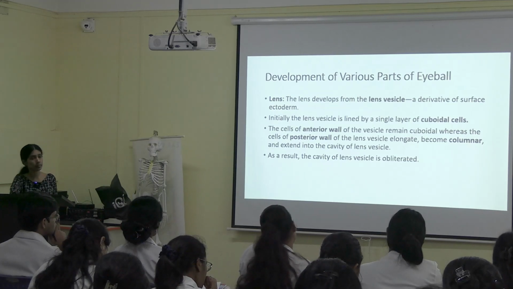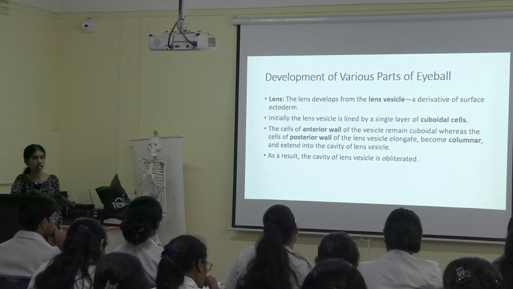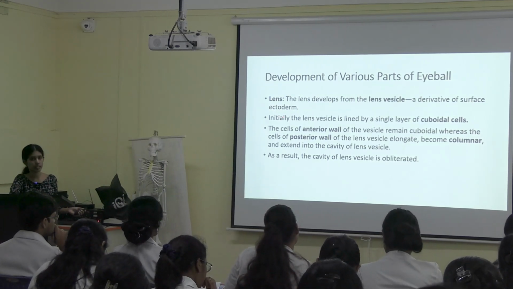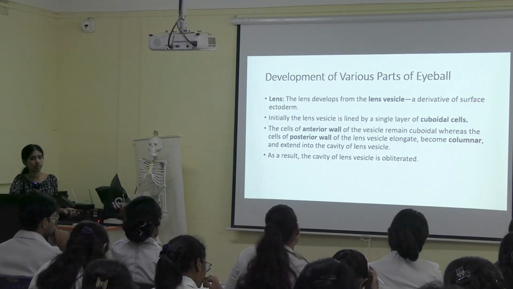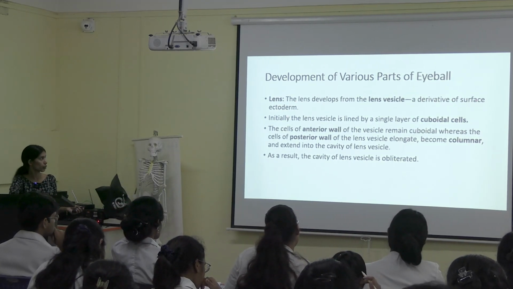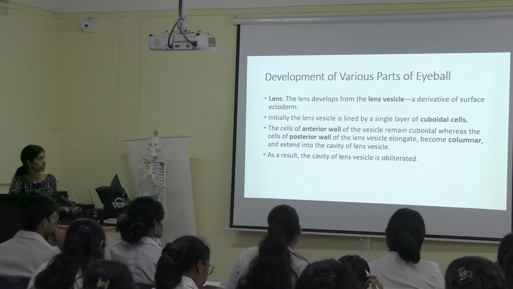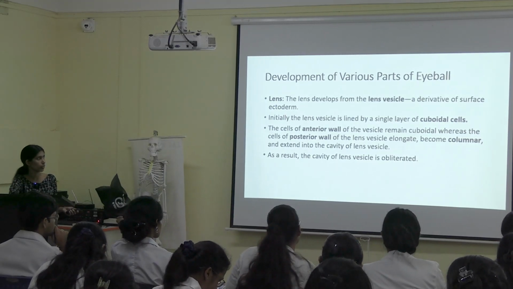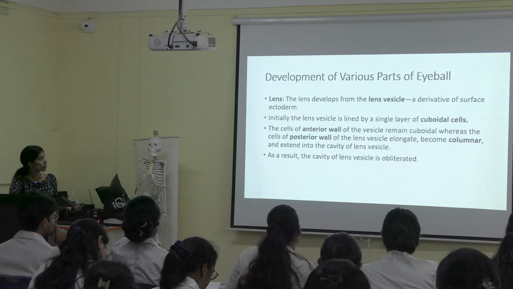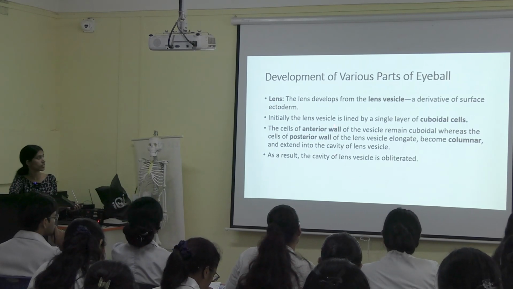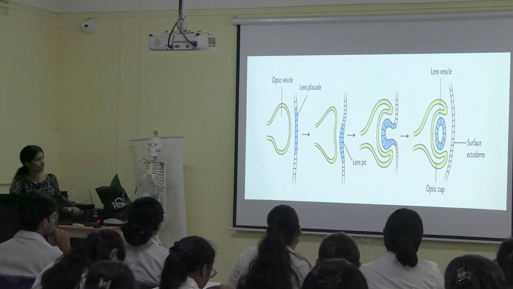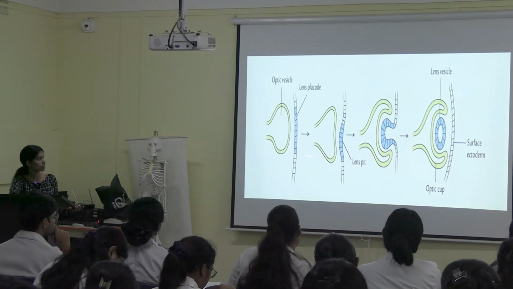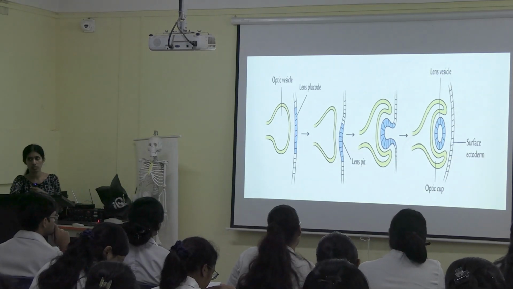Next, we have the development of various parts of the eyeball. The very first topic is the lens. The lens develops from the lens vesicle, which is a derivative of your surface ectoderm. Initially, the lens vesicle is lined by a single layer of cuboidal cells. These points I'll discuss later. First, for these two points, see this structure. Whatever I have explained here, this is the same picture. Try to compare the structures once.